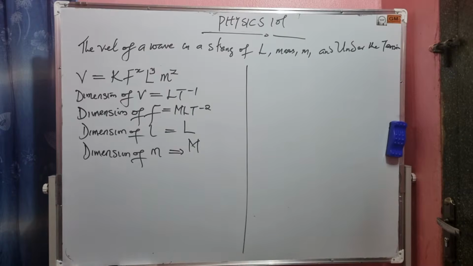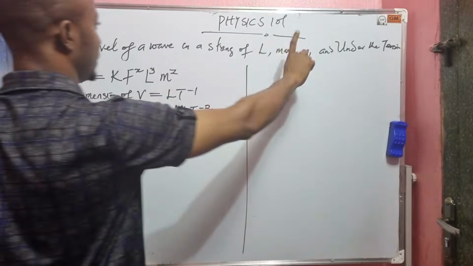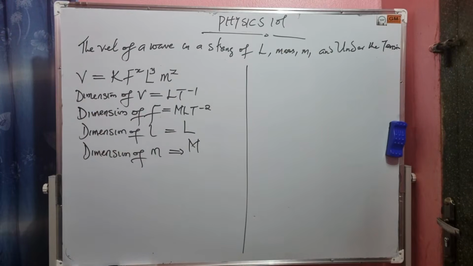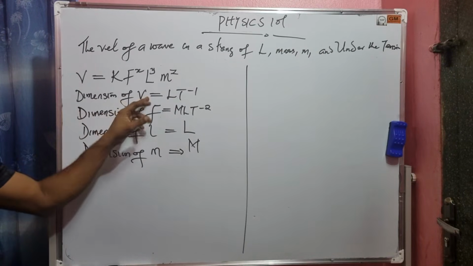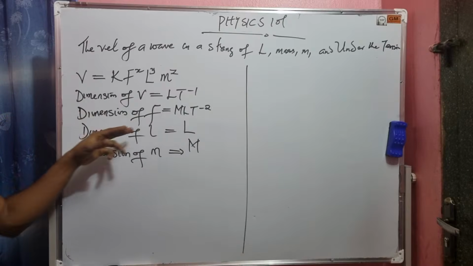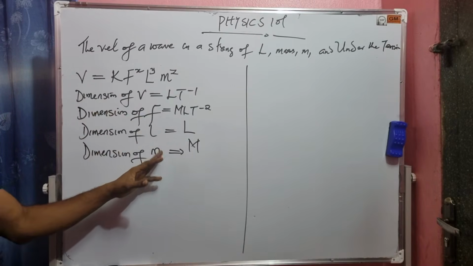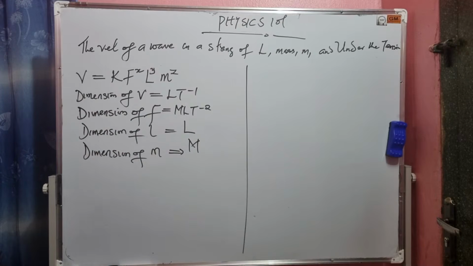Let's continue now. The velocity of a wave in a string of length L and mass M under a tensional force is given as this. I've listed out the dimension of V, the dimension of force, the dimension of L, and that of mass. Is that clear? So I hope you guys are back. Now let's proceed, for those of you who are awake.